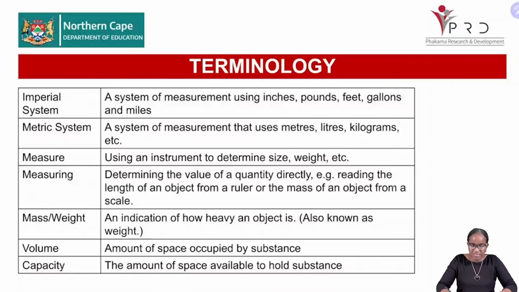Mass or weight is an indication of how heavy an object is. Mass is sometimes known as weight. Like when they ask, how much do you weigh? You give your units in kilograms, which are SI units for mass. Volume is the amount of space occupied by a substance. Capacity is the amount of space available to hold a substance.